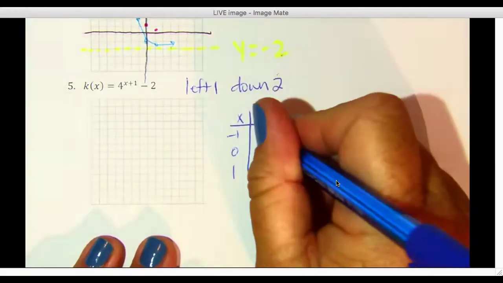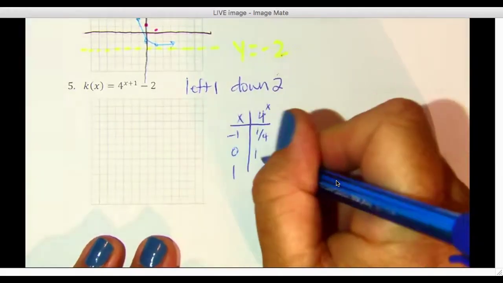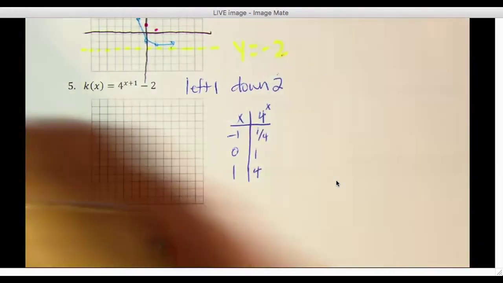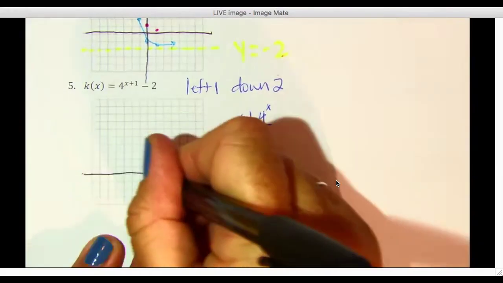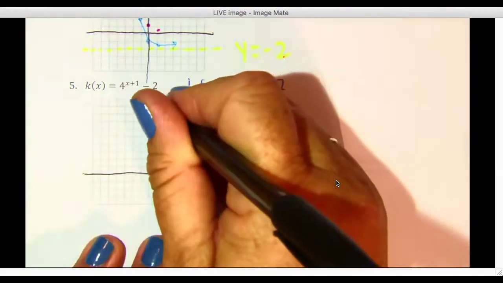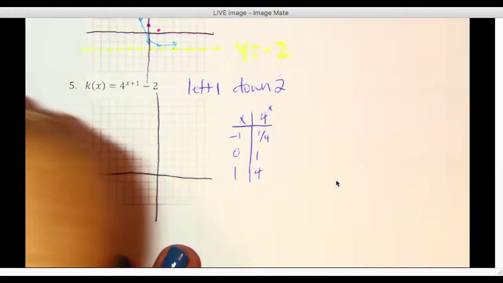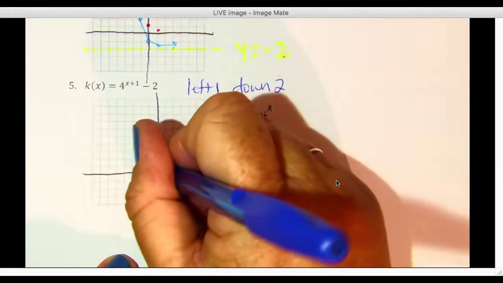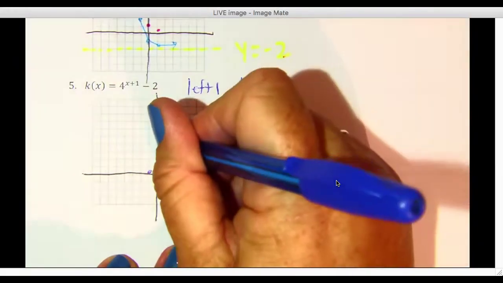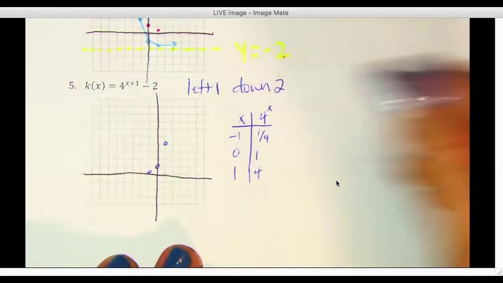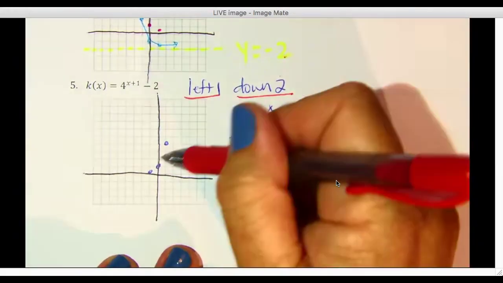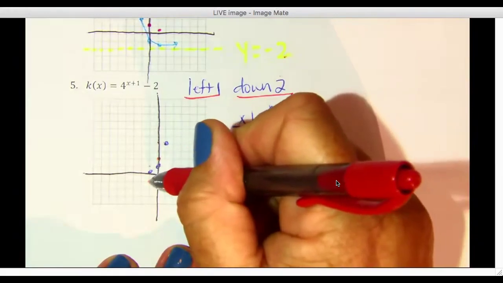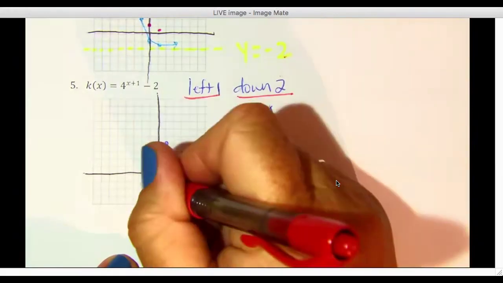4 to the -1 is 1/4. 4 to the 0 is 1. 4 to the first power is 4. And I'm going to plot those points. So I have -1, 1/4, 0, 1, and 1, 4. And all of these points are moving left 1 and down 2.